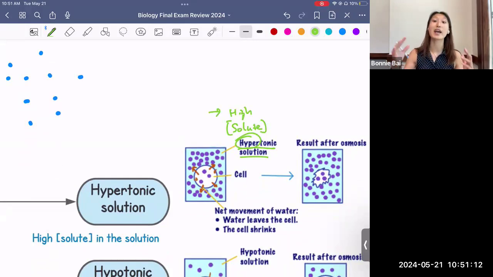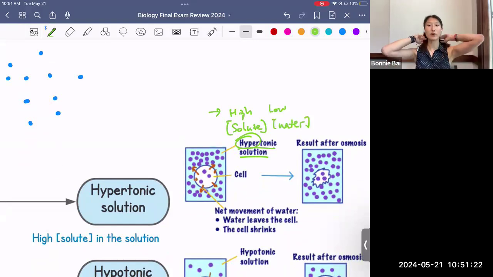Hypertonic means directly high solute concentration. So what does that mean in terms of water? That's a low water concentration. Okay, so when you see an image or a description of a question, you want to first think about how that applies to the solute concentration versus the water concentration.